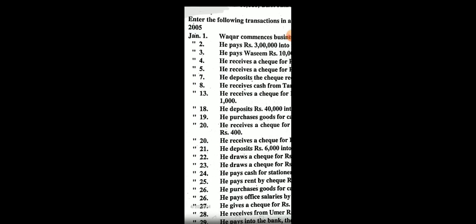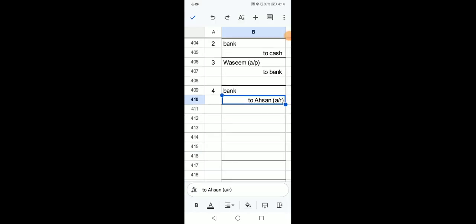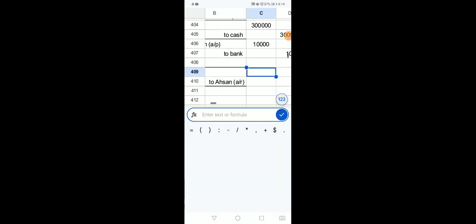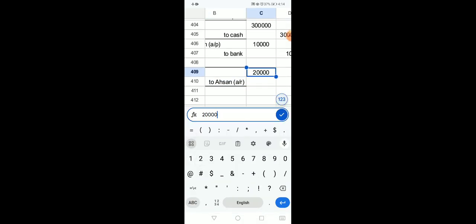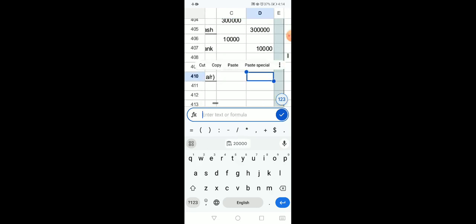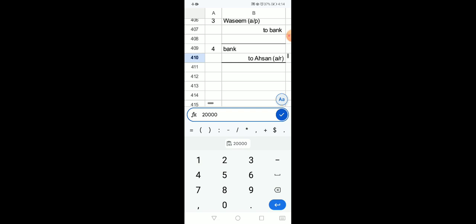The fourth entry's amount is 20,000. Here, from SN you have received 20,000, so you will put 20,000 over here, and the same amount you will be posting on the credit side, 20,000. All right, entry number 4 is completed. Let's see what the next entry is saying, and the date is 5th.